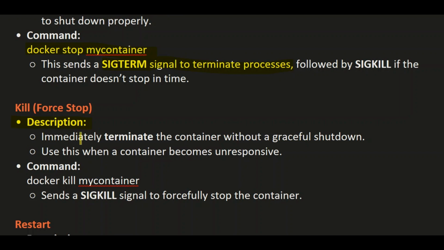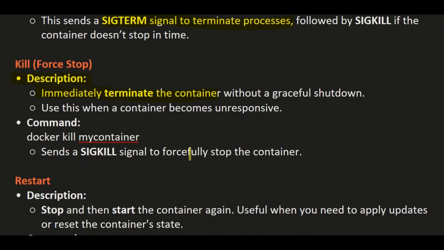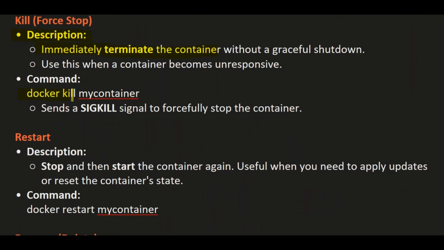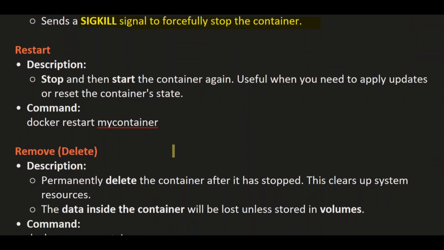Kill, force stop. Description: immediately terminate the container without a graceful shutdown. Use this when a container becomes unresponsive. Command: docker kill mycontainer. Sends a SIGKILL signal to forcefully stop the container.